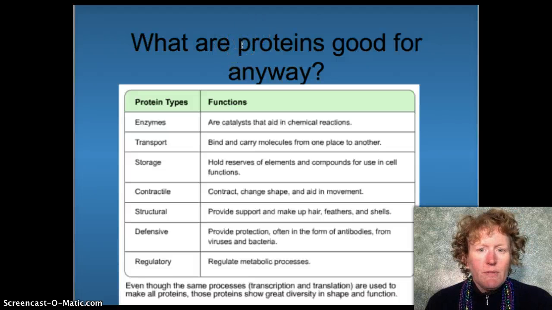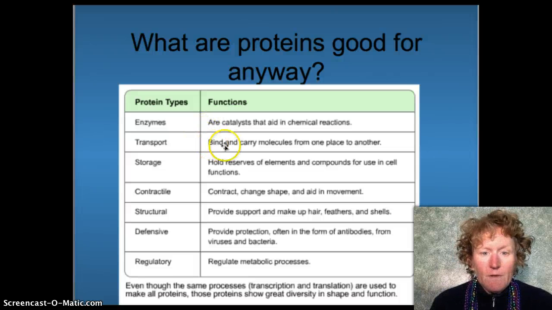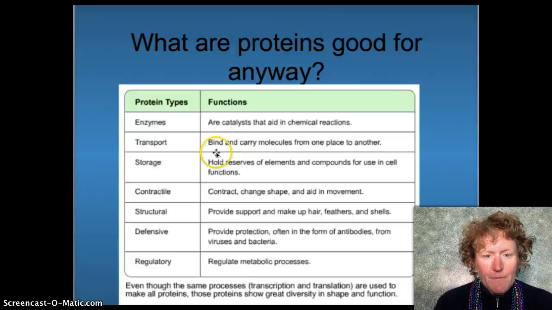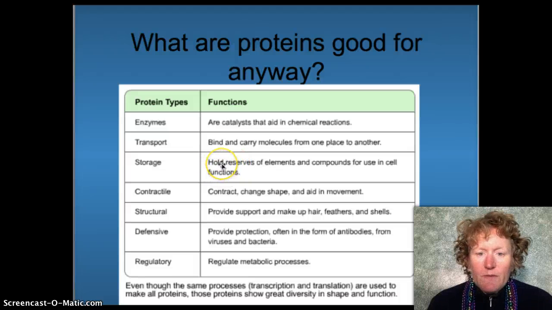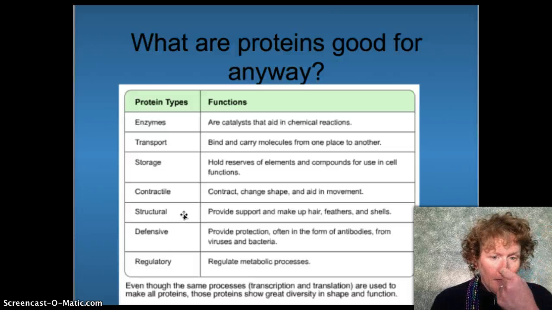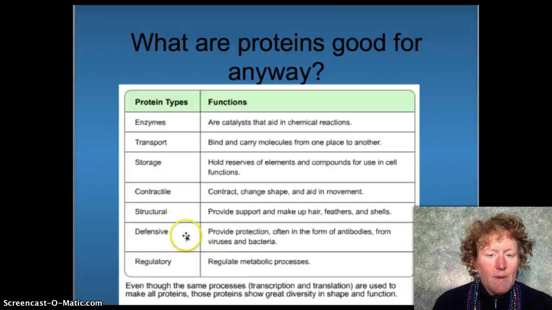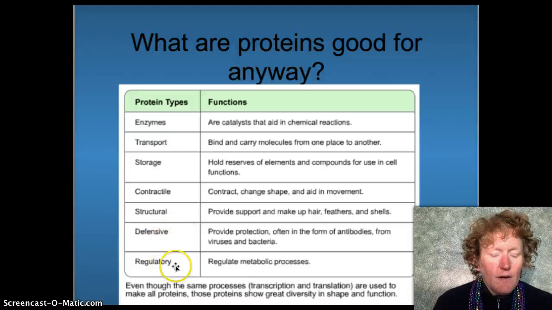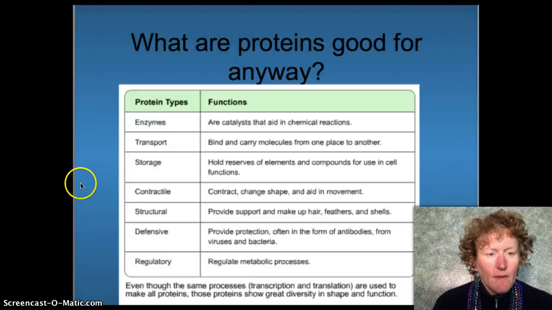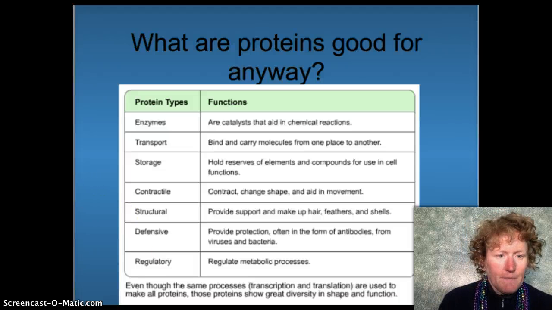Before we go, let's talk about what proteins are good for anyways. They're enzymes. They catalyze chemical reactions like replication, transcription, and translation. They're good for transporting things within your body. Hemoglobin binds oxygen and transports it within your body. Holds reserves of elements and compounds. That's storage proteins. Contractile proteins are in your muscles. Structural proteins like keratin and collagen make up you. Your antibodies are made of protein, and there are regulatory proteins like insulin that regulate your metabolism.